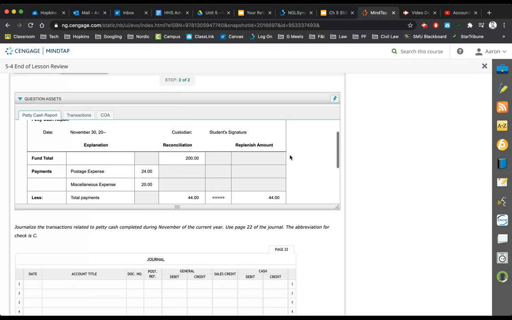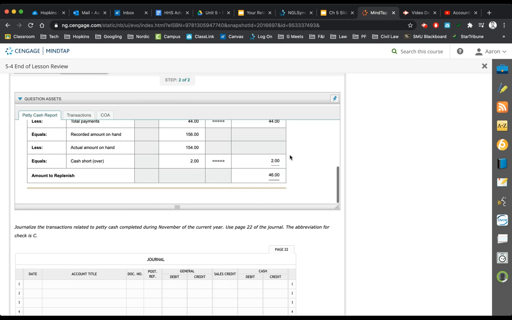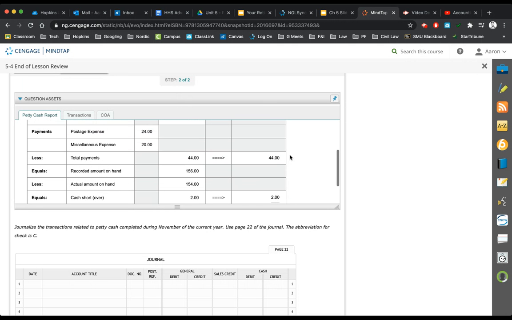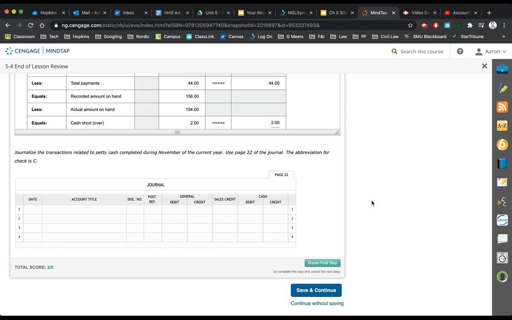So here is our petty cash report, the same as the one that we previously filled out. And now we need to journalize these transactions here. Journalize transactions related to petty cash completed during November of the current year. Use page 22 of the journal. The abbreviation for check is C.